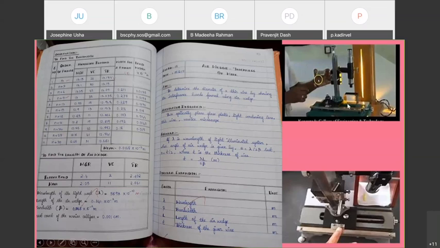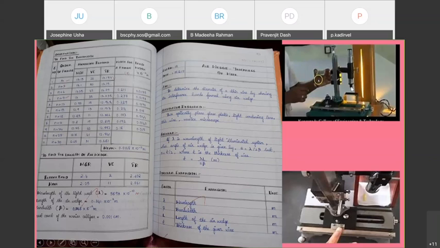In the light beam, the rays from the wedge-shaped film interfere, and we are going to see that interference pattern. So this is about the experimental procedure. Actually, in this experiment, we have two tabular columns, two parts to find.